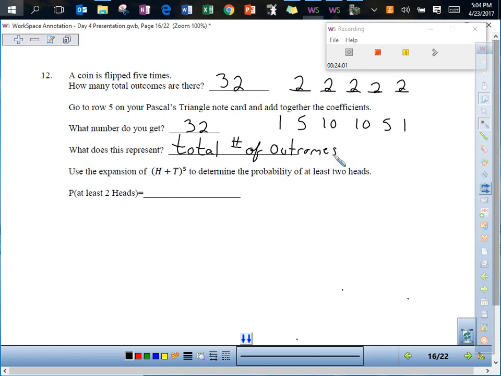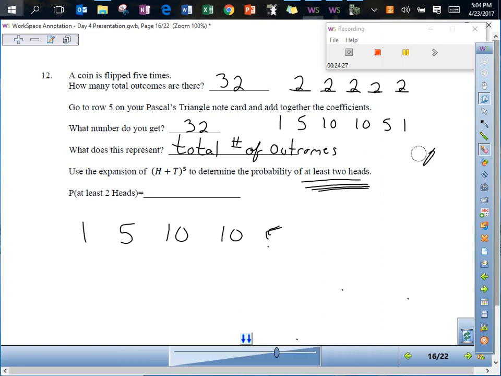Now, it does some more neat stuff for you too. Use this expansion of h plus t, heads plus tails, to the 5th to determine the probability of at least 2 heads. So guys, let me make sure you fully understand what this is saying. And good old thing cuts out just a little bit. 5 and 1. There, we're back.